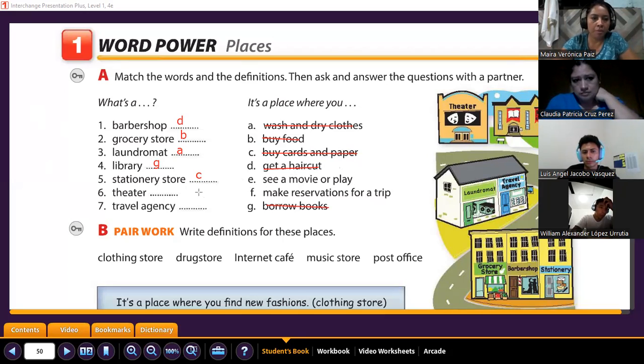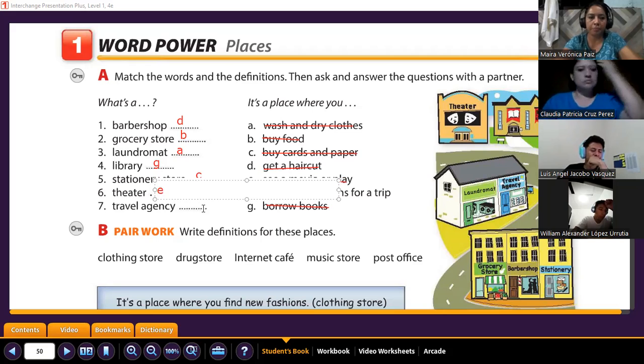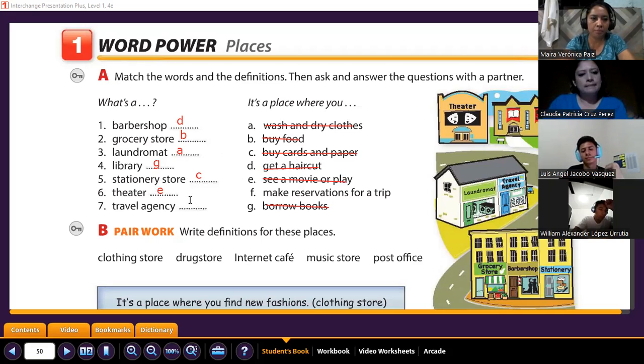Alejandro, what's a theater, Alejandro? Letter E. It's a place where you see a movie or play. In this case, it's letter E, right? Correct. And finally, a travel agency, right, Nuria? What's a travel agency, Nuria? It's a place where you make reservations for a trip. Reservation for a trip, right? Okie dokie, thank you. Now, we're going to make question and answer, right?